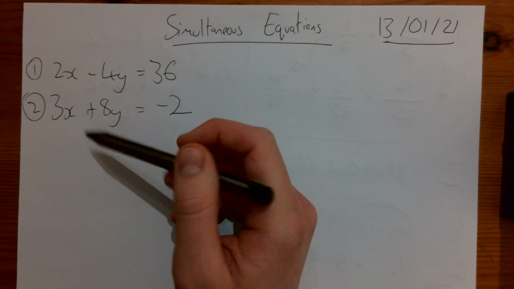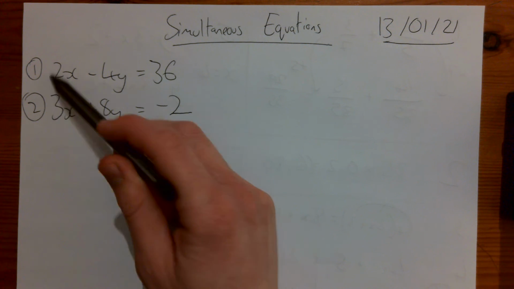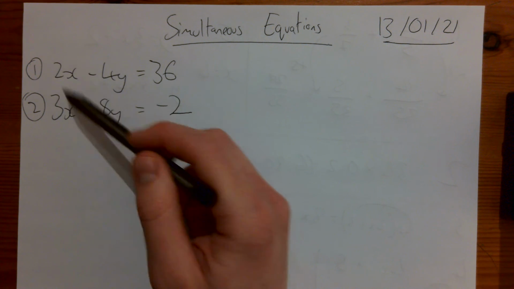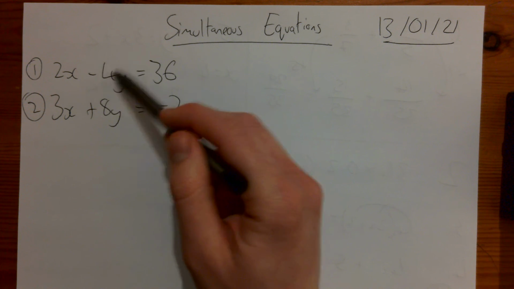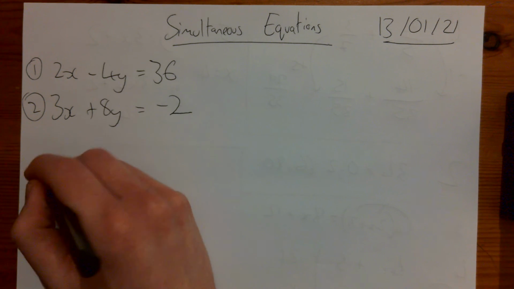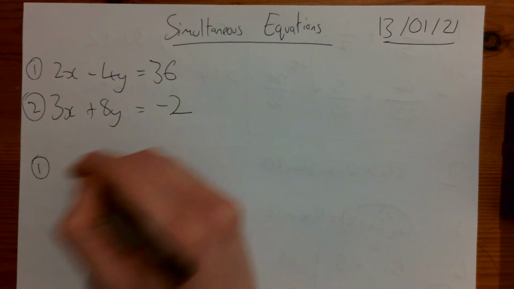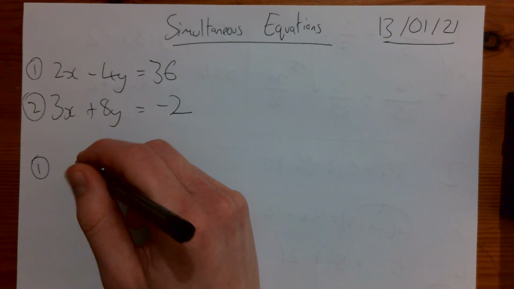But also probably moreover, without using just whole numbers, I can't multiply up 3x to make 2x, or multiply up 2x to make 3x, but I can multiply up the 4, if I ignore the minus, I can multiply the 4 to make the 8. So I'm going to take all of equation 1 and multiply it by 2. Have a go at that one now, maybe if you're not sure, pause the video.